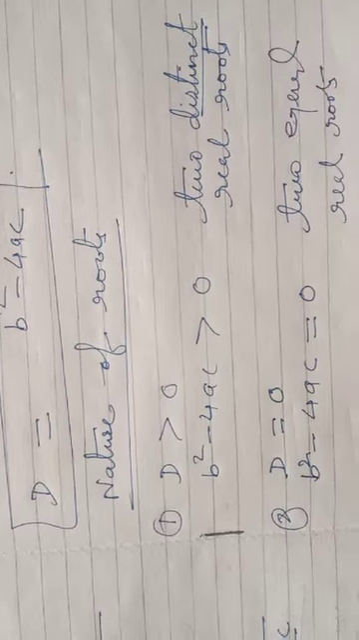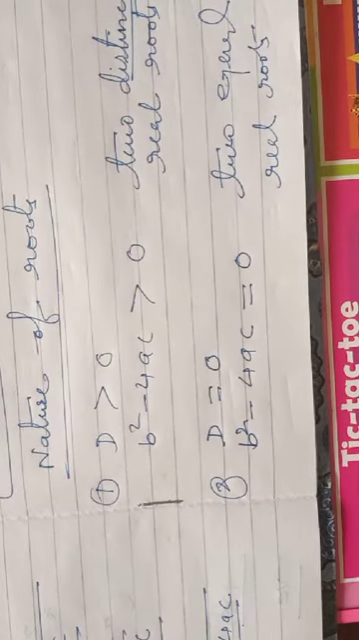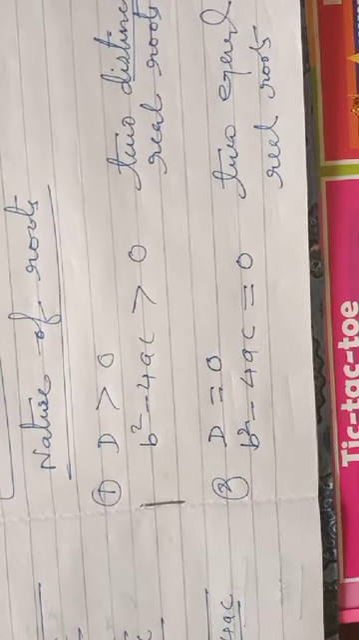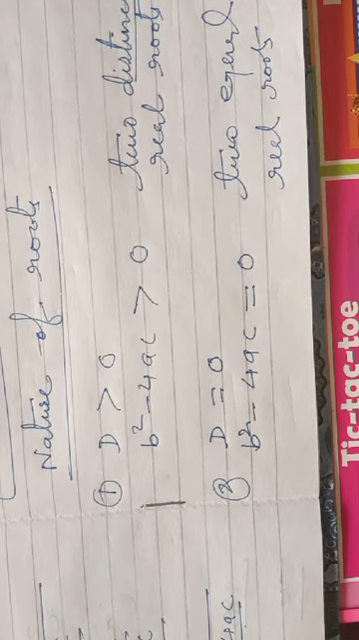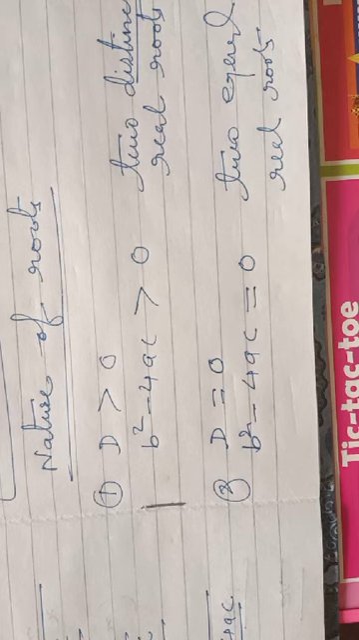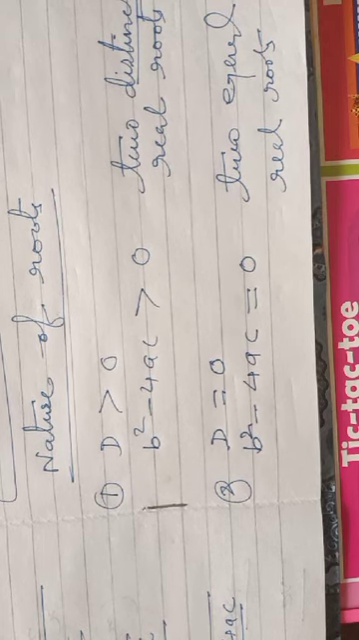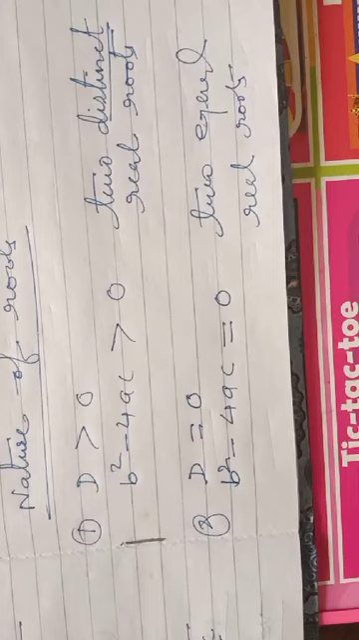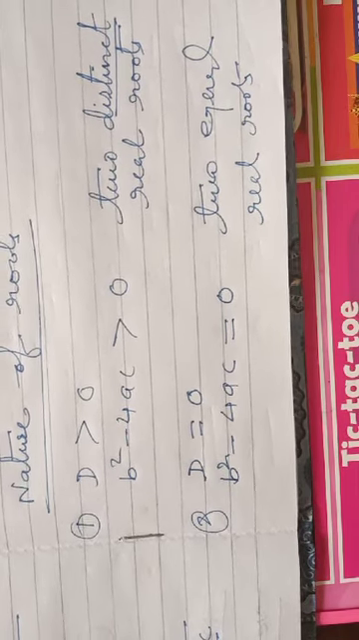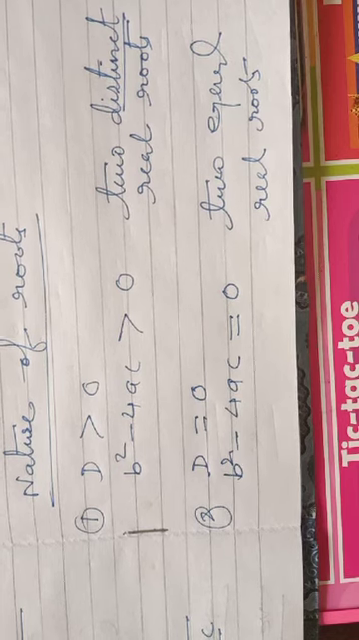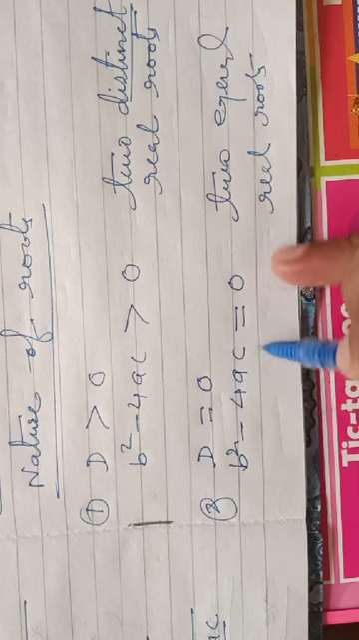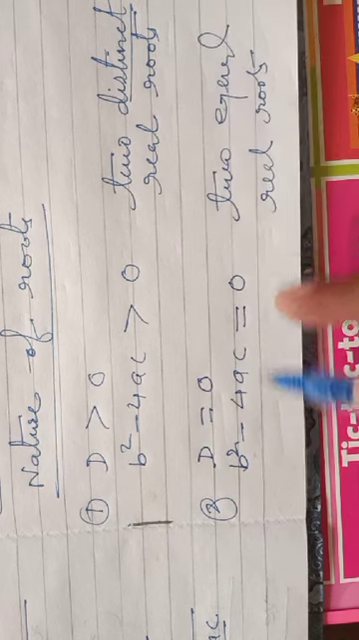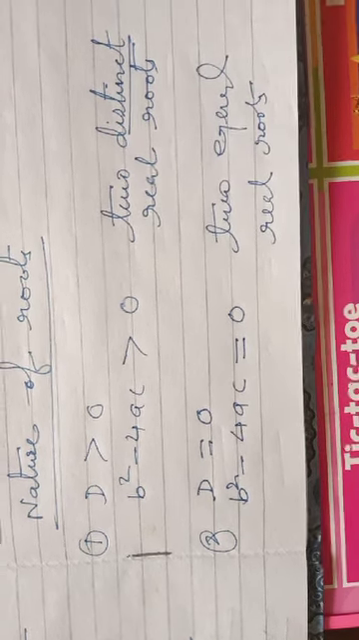It means two equal real roots. If the quadratic equation is ax square plus bx plus c equal to 0, then the roots of x will be the same. Suppose that one root is alpha, then the second will also be alpha. That is known as the same roots or equal roots of the quadratic equation. But in which situation? If b square minus 4ac is equal to 0, or d is equal to 0.